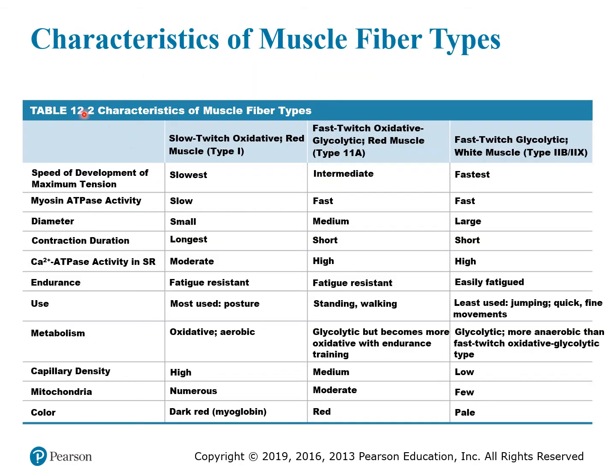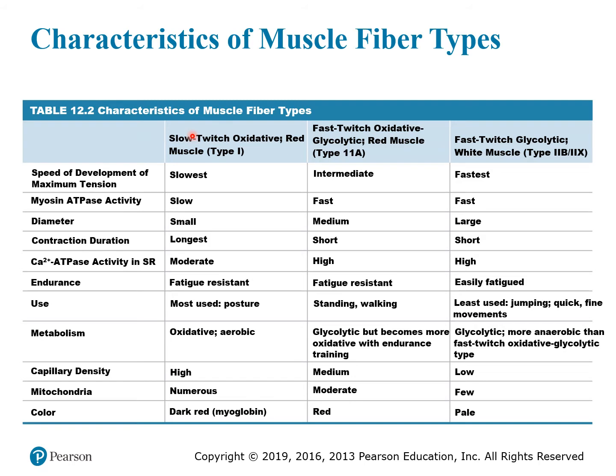This table right here summarizes the three types of muscle fibers that we have. We've got slow twitch oxidative muscles, or we refer to them as type 1. We have two types of fast twitch muscles. We've got fast twitch oxidative glycolytic, type 2A, and we have fast twitch glycolytic, and that's type 2B.